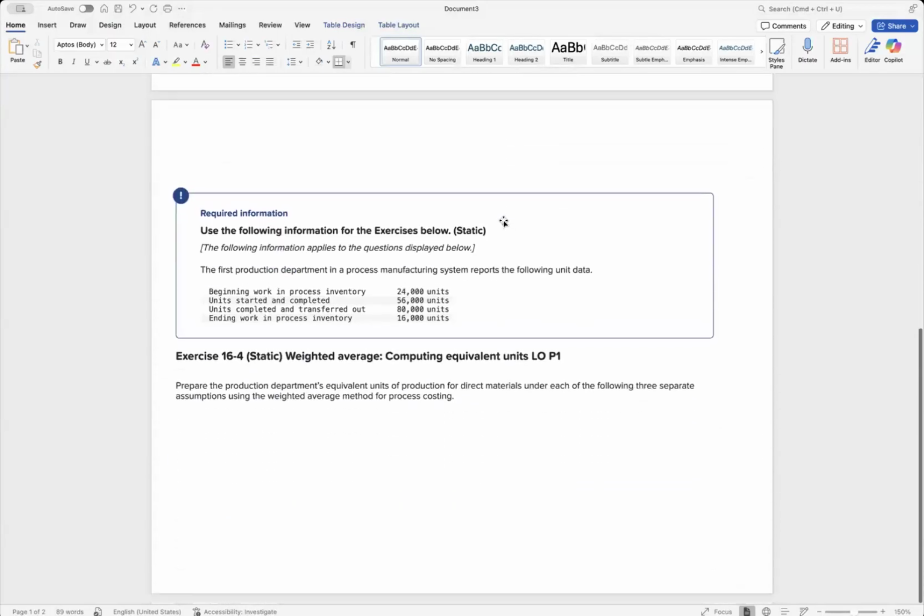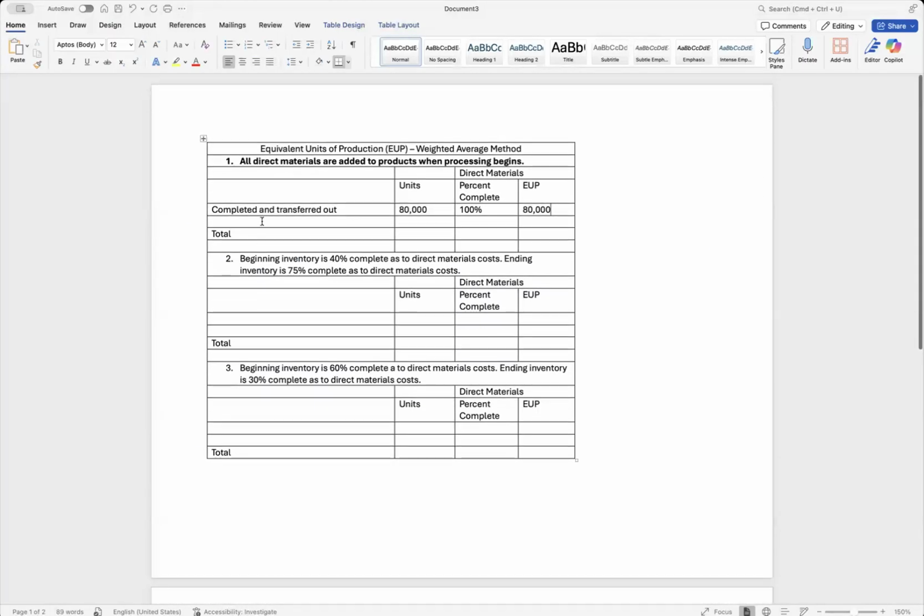Next, remember, the only other thing we're concerned with is the ending work in process inventory. That has not been completed and transferred out, and it will become the beginning inventory next cycle. But because it has not been completed and transferred out, we need to add that in here. So ending work in process.